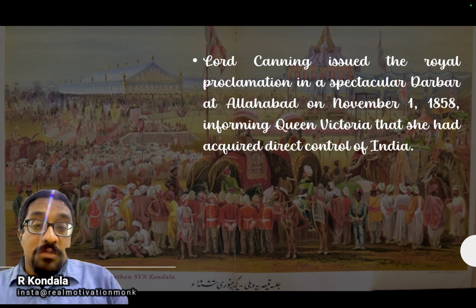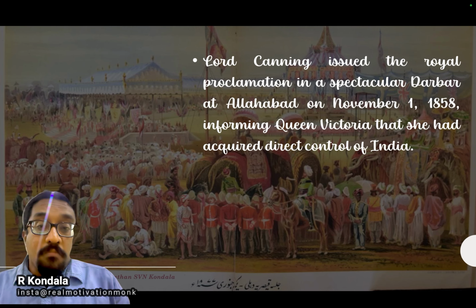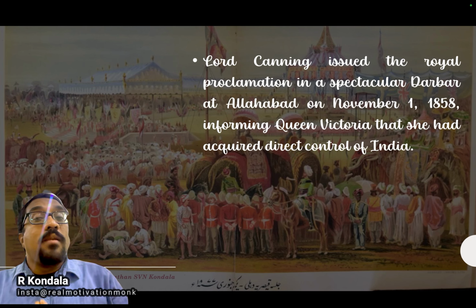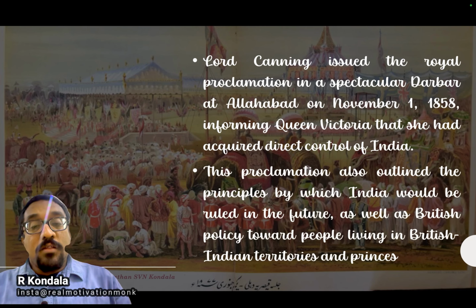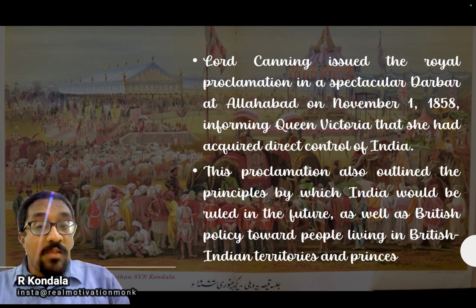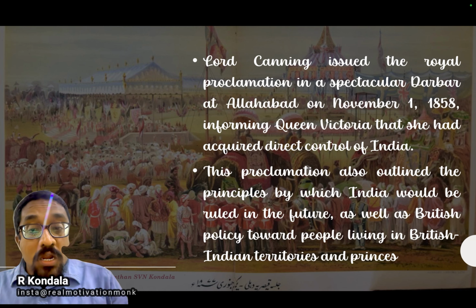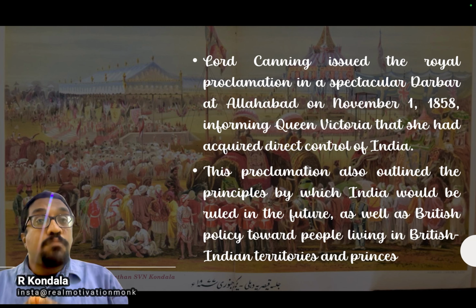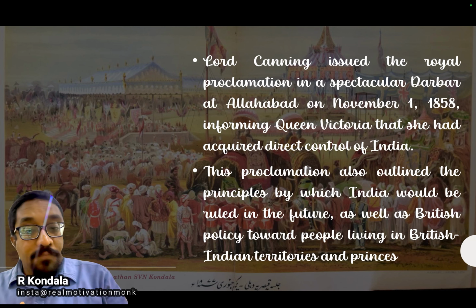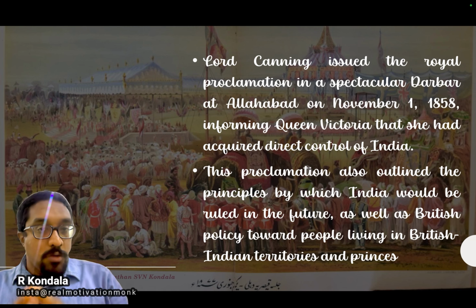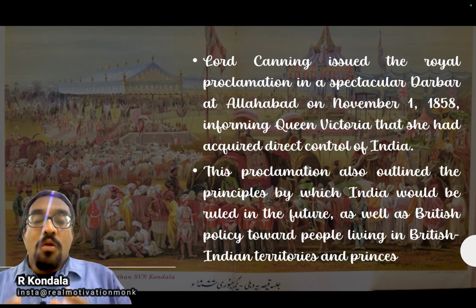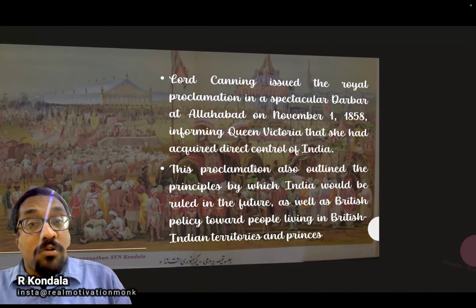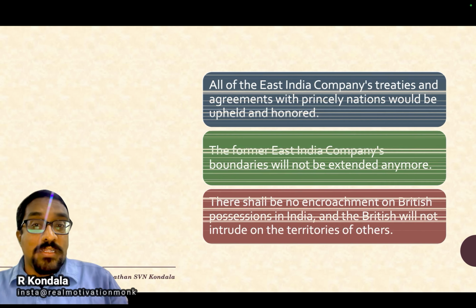which was one of the first biggest major darbars conducted by the British Crown, a darbar or a meeting hall, informing the people of India that Queen Victoria had now acquired direct control of India. The proclamation also outlined clearly the principles by which India was to be governed by the British Crown and also the British policy towards the people living in India. And one important change which we observe here is that from here on, all people of India are represented as the British subjects of the British Crown, rather than just being called Indians.